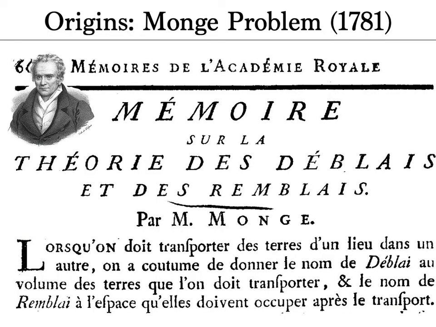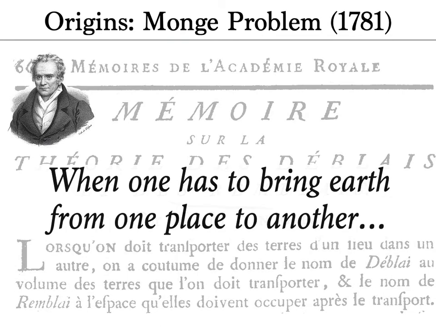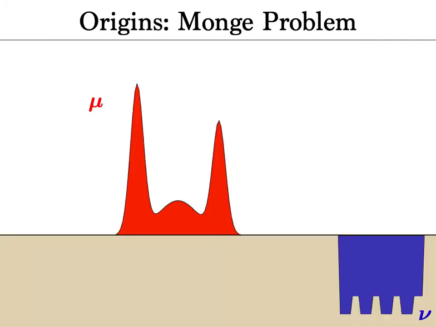So what Monge studied in 1781 is the following problem. He basically says, when one has to carry earth from one place to another, there should be a good way to do it. By this, one that minimizes the notion of effort. So here's the example that we will play with.